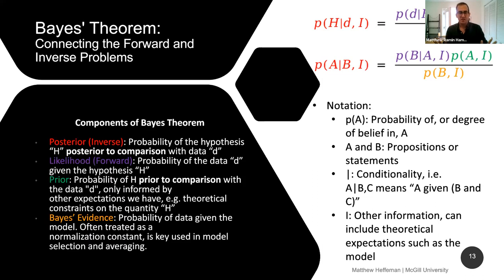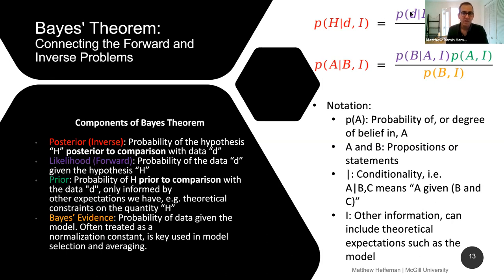So the individual components here are color-coded. There's some shading on the dark purple that didn't come out, so that's supposed to say likelihood, forward, if you can't read that. And so there are really four components to Bayes' theorem. In red here is the posterior. This is really the main object of interest in these studies, and it's really the solution to the inverse problem. So it's the probability of your hypothesis H posterior to comparison with data D. So this is our final understanding.